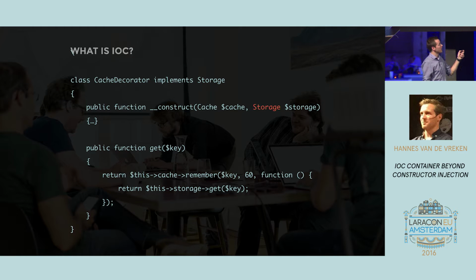So you can use any cache implementation, inject a different storage class, create a new get method. The get method fetches the cache first. If that doesn't have a valid cache value, then it will proxy the call to the actual storage class that has been wrapped by this class. So that's what a decorator looks like.